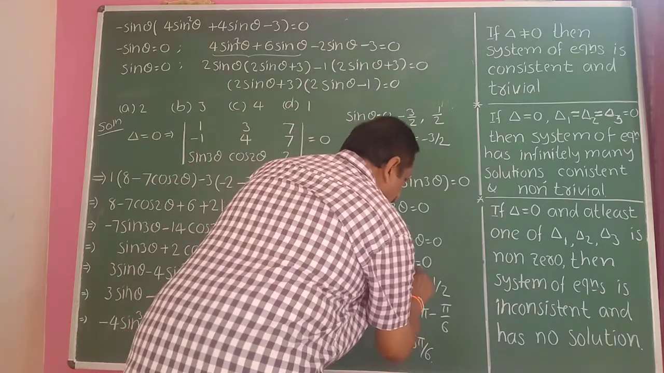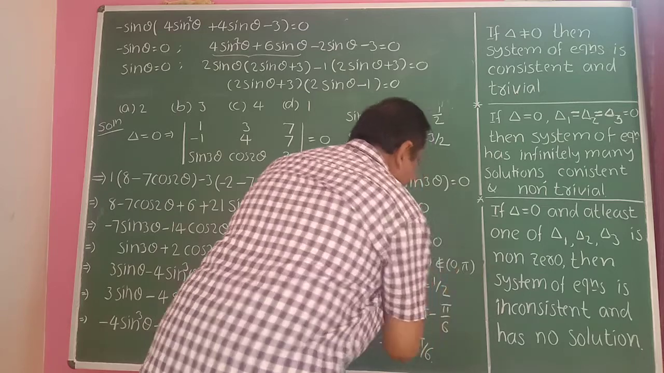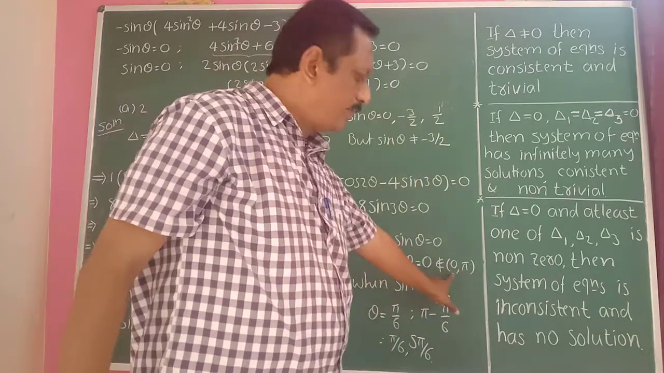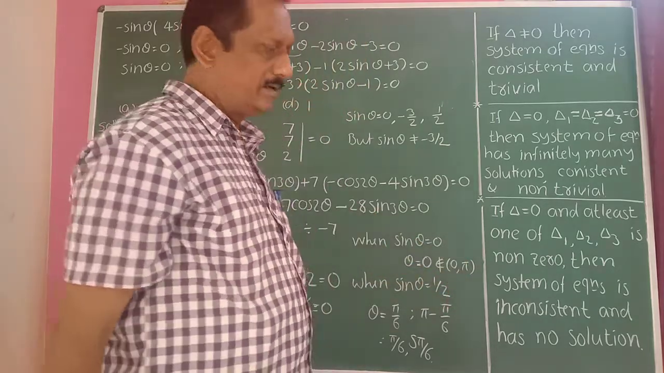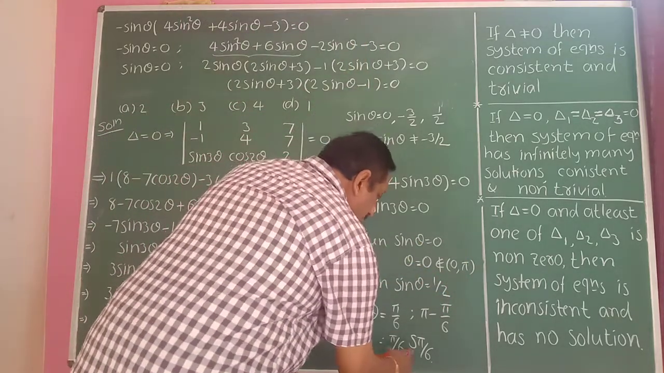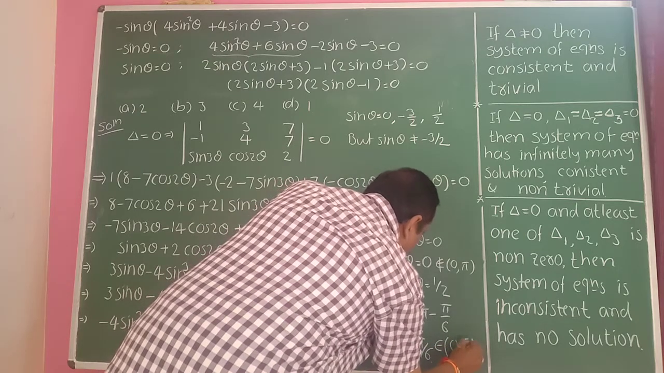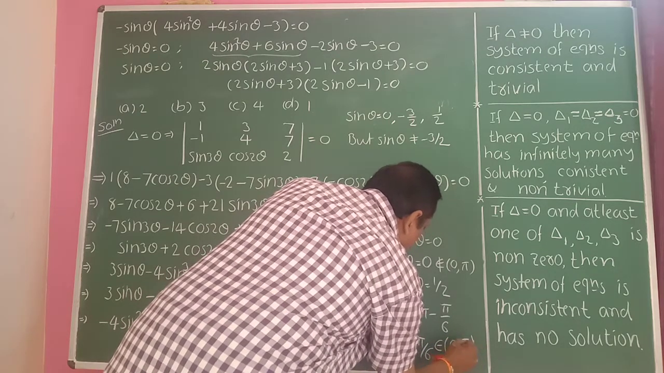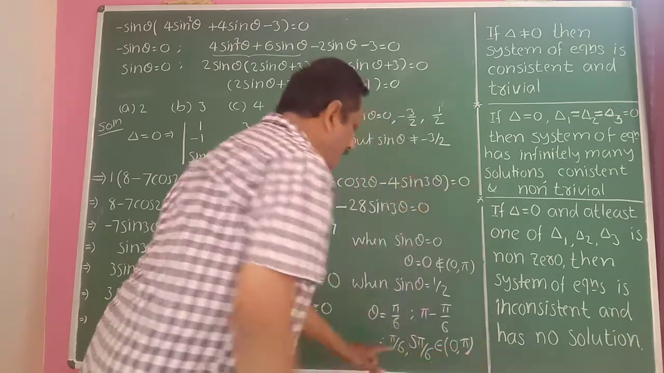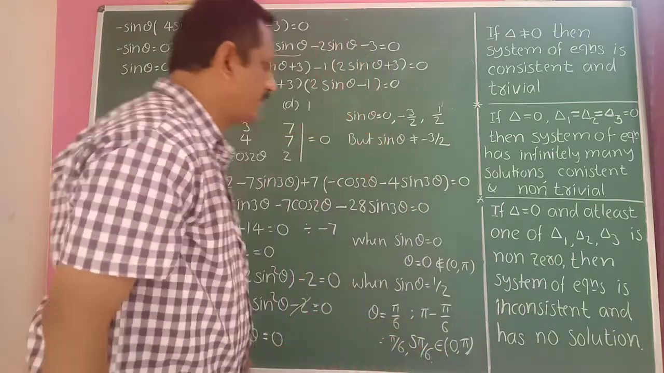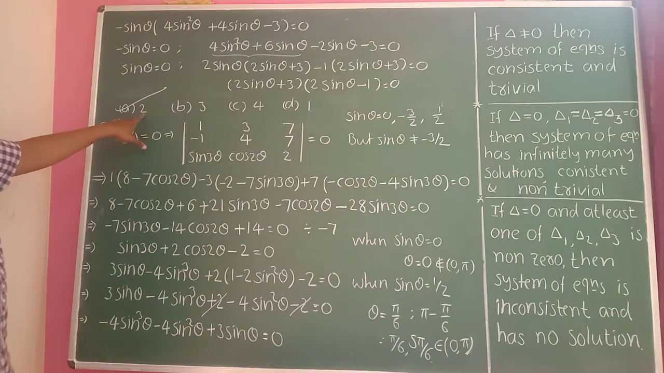Here theta equal to 0 does not belong to 0 comma pi, because this is an open interval, so 0 is not included in that range. Pi by 6 and 5 pi by 6 both belong to 0 comma pi. Therefore, the first option is correct. 2 is the answer.